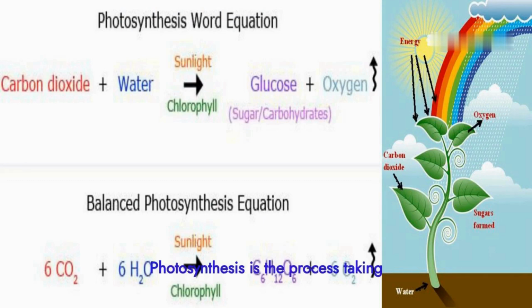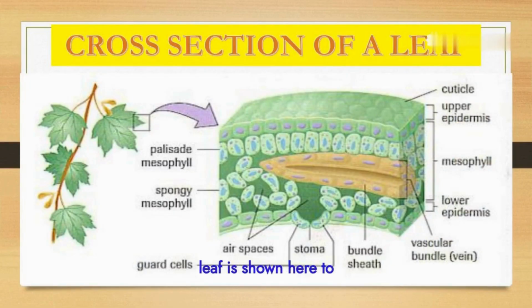Photosynthesis is the process taking place in green plants where carbon dioxide combines with water in the presence of sunlight and chlorophyll to give out glucose and oxygen. Its chemical equation can be given as 6 molecules of CO2 plus 6 H2O, in the presence of sunlight and chlorophyll, give 1 molecule of glucose, that is, C6H12O6, along with 6O2.